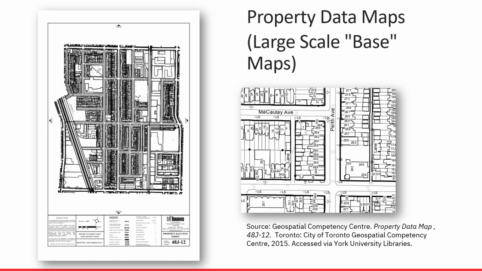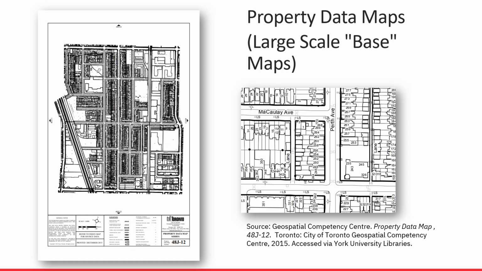When fire insurance plans ceased production in the mid-1970s, most cities, municipalities, and counties in Ontario began producing large-scale base maps called property data maps. These maps indicate property boundaries, building footprints, addresses of buildings, street names, and the precise area covered by a given street. Some cities, like the City of Toronto, map other features such as fire hydrants, street sewer holes, elevation points, sidewalks, traffic lights, or light poles.